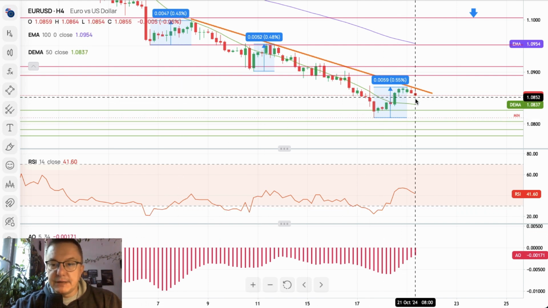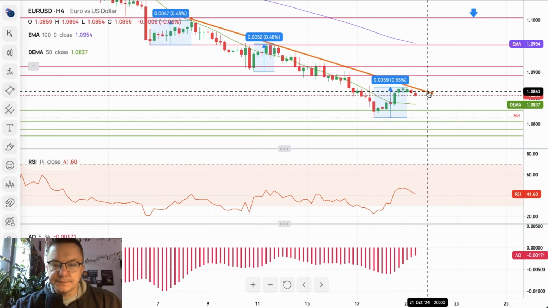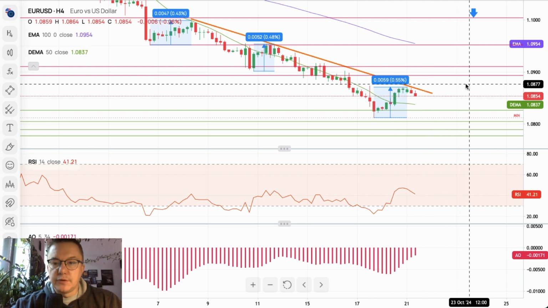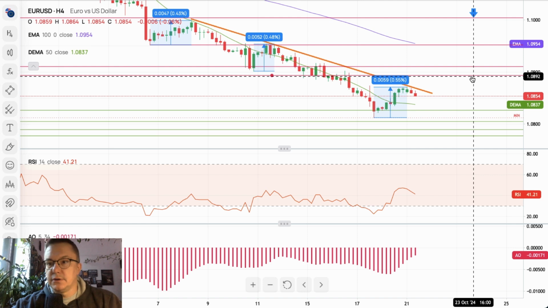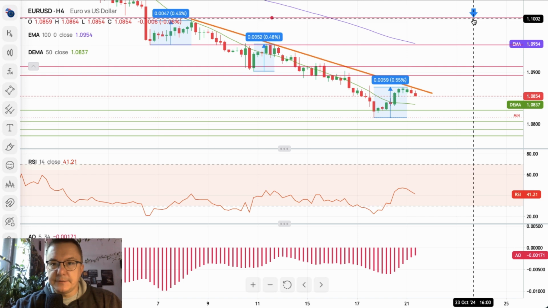So maybe, just maybe, if we break above this short-term trend line, the market would be ready to move towards the level of 1.0892, 1.0911. Right? Key technical resistance on the euro dollar is still 1.1003.